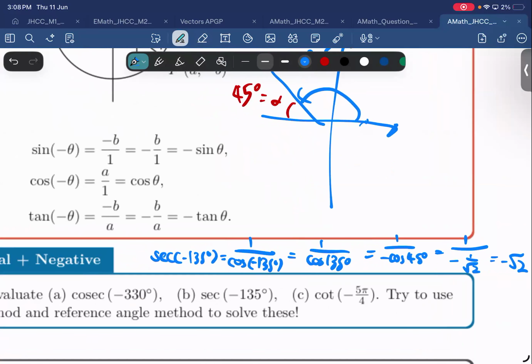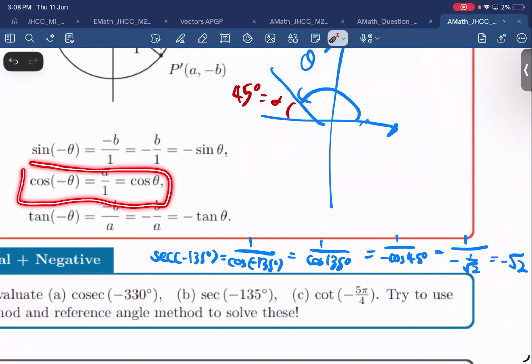So in this method, I'm using this formula over here to simplify the negative angle into a positive angle first. Afterwards I use the reference angle. So in the end, you still have to use the reference angle. But perhaps if you like working with positive angles, then this is the way to go.